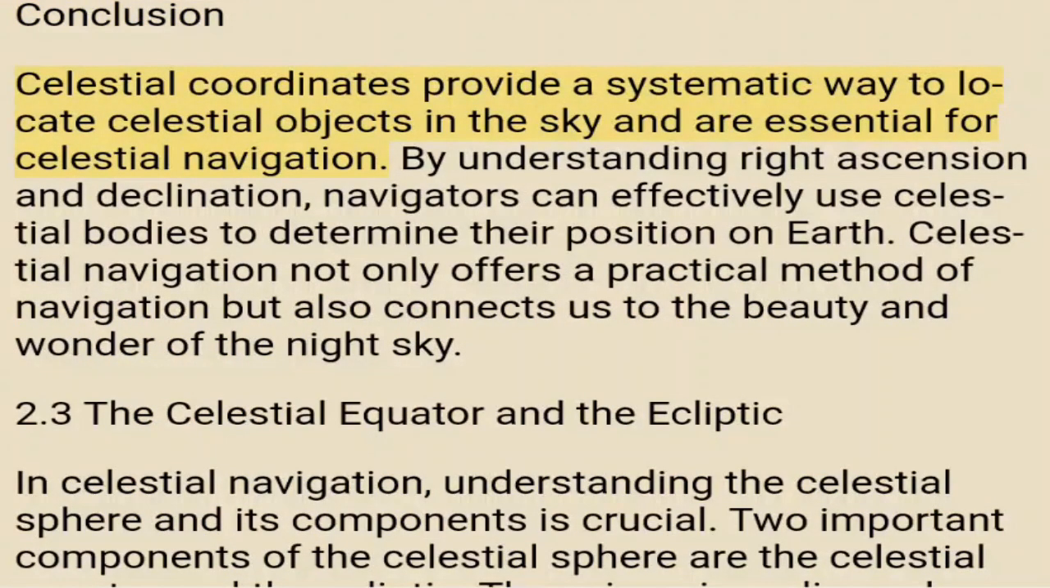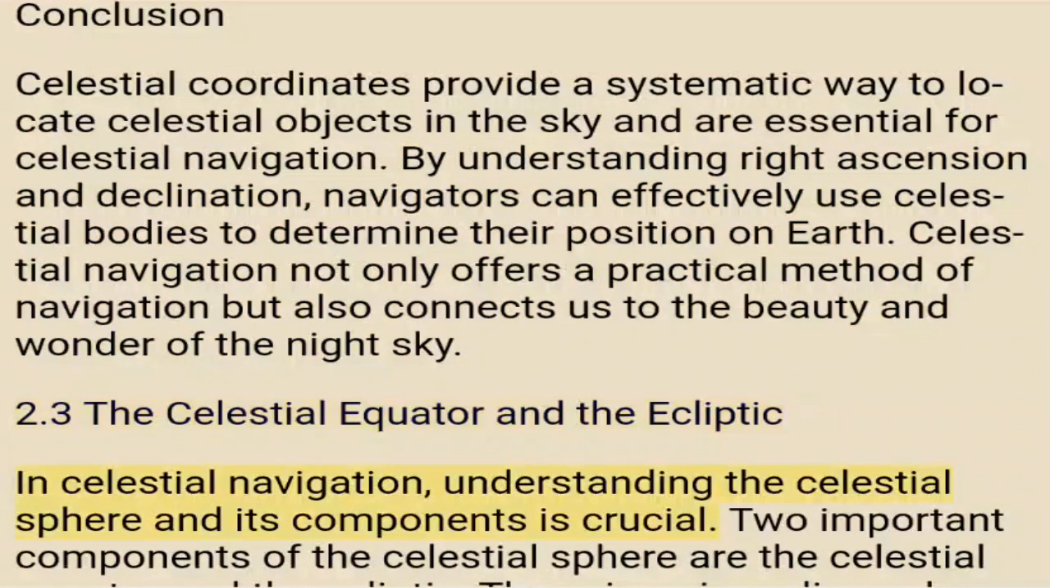Celestial coordinates provide a systematic way to locate celestial objects in the sky and are essential for celestial navigation. By understanding right ascension and declination, navigators can effectively use celestial bodies to determine their position on Earth. Celestial navigation not only offers a practical method of navigation but also connects us to the beauty and wonder of the night sky.